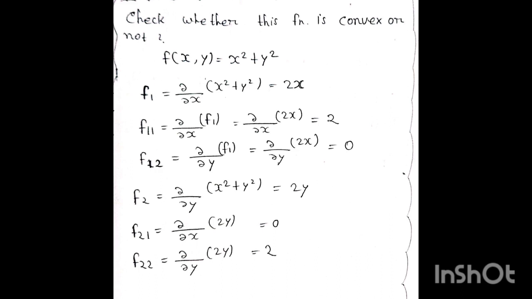Similarly we have to find f12. F12 is the partial derivative of f1 with respect to y, that is the partial derivative of 2x with respect to y, and that will become 0 because there is no y in the term 2x. Then we have to find f2. F2 is the partial derivative of x² + y² with respect to y, which equals 2y. Then we have to find f21. F21 is the partial derivative of 2y with respect to x, that will be 0. And we have to find f22, which is the partial derivative of 2y with respect to y, that is equal to 2.